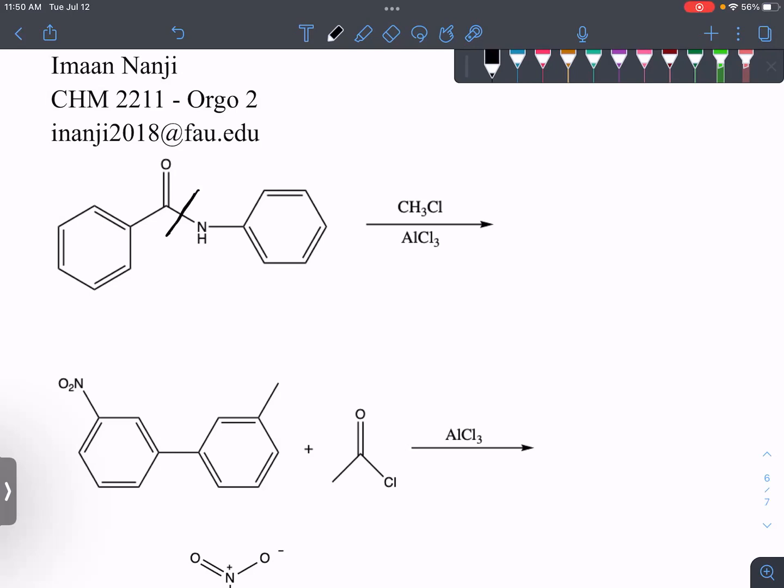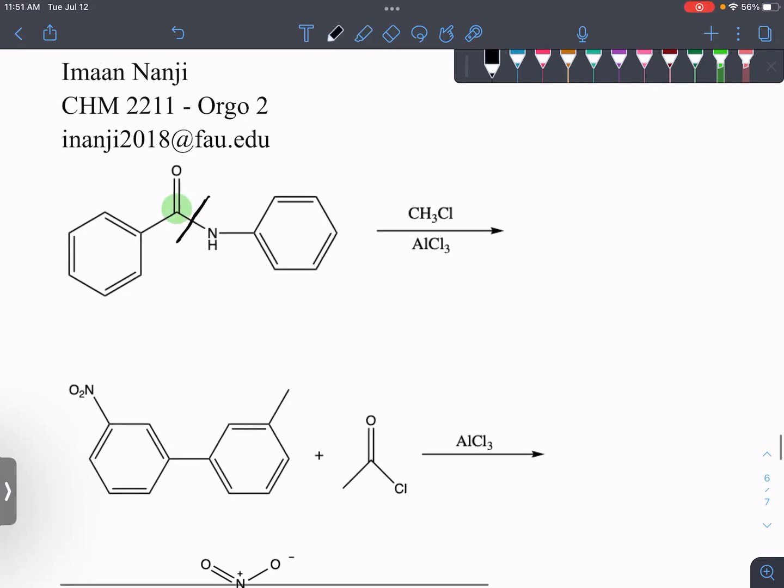So I see that the left benzene is attached to the carbonyl. The carbonyl is a strong EWG, and it deactivates reactions. So we're not really going to add to the left benzene because it has to deal with that carbonyl. But the right benzene is attached to the NH portion of the amide. If you remember, the NH side is an ortho-para activator because it has the lone pair. So the lone pair is going to activate it ortho and para.